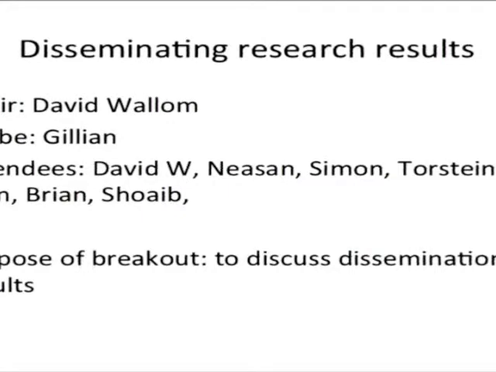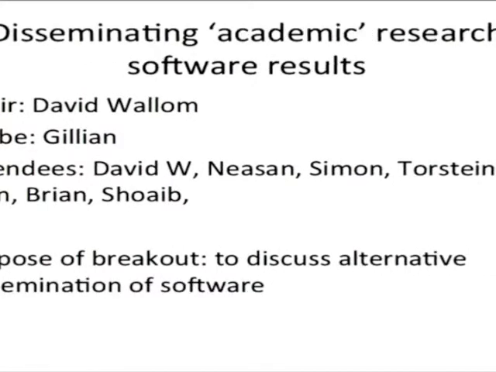So our group was, I chaired, Gillian was the scribe, we had the attendees listed there, and originally we were about disseminating research results and to discuss dissemination of results. Now we immediately thought, well, the reality is there's lots of journals out there in research areas, we don't need to tell them how to disseminate what they're doing, so we changed it to disseminating academic research software results and to discuss alternative dissemination of software as the group.